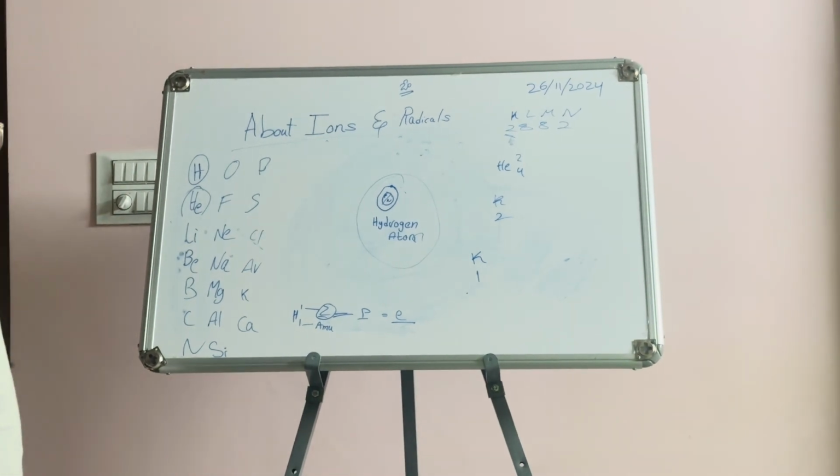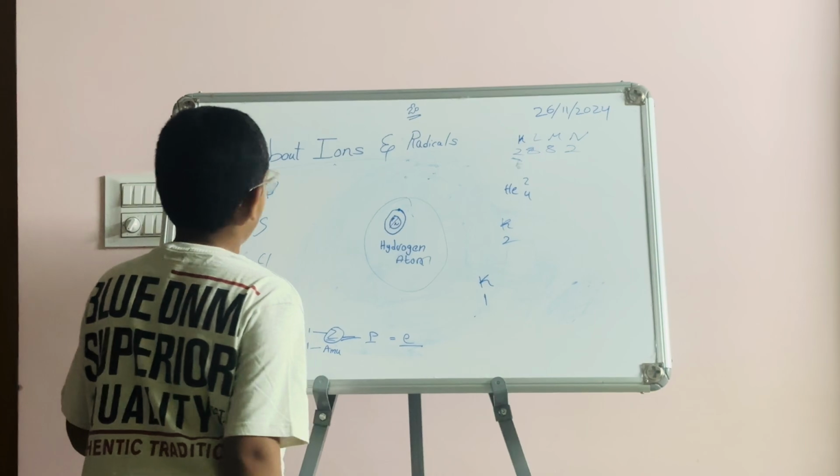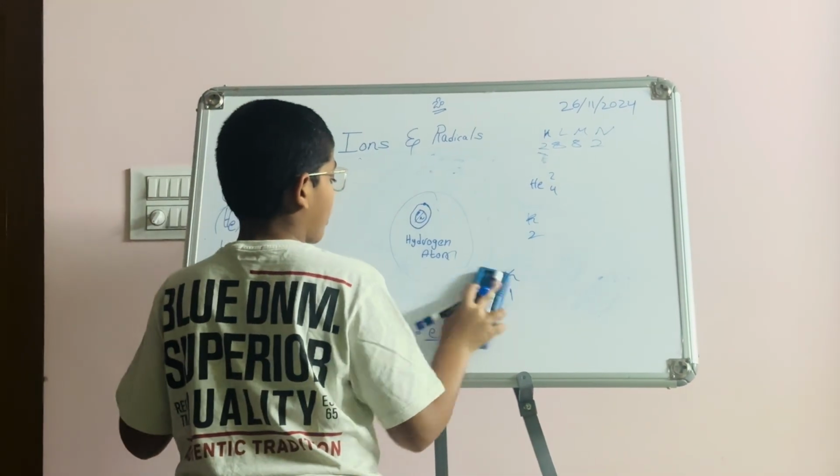This is the electron structure for a hydrogen atom. Now, this is not stable. First, let's go for the first 21 elements.